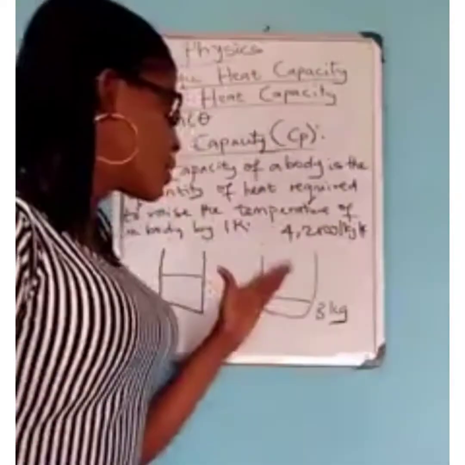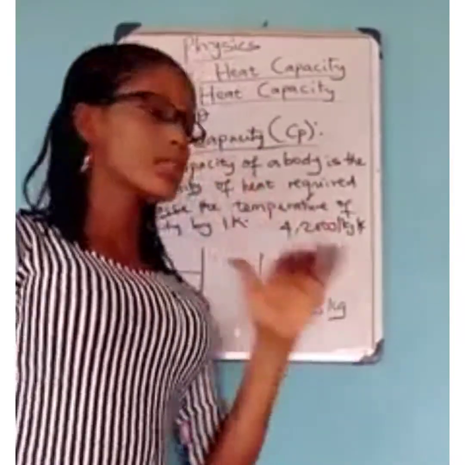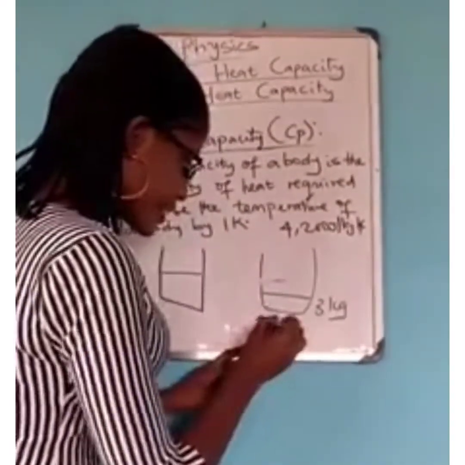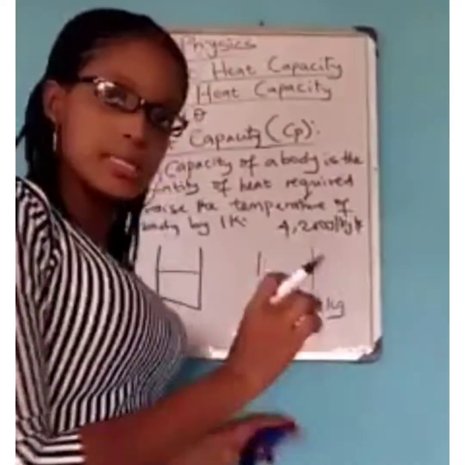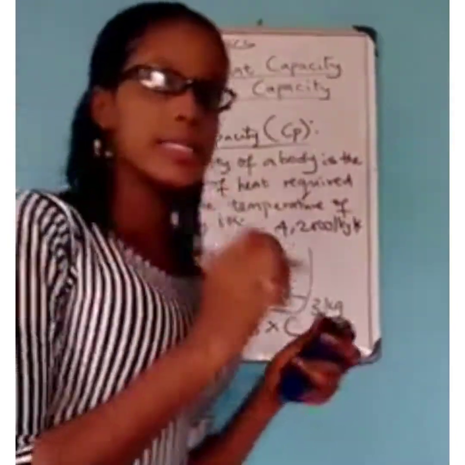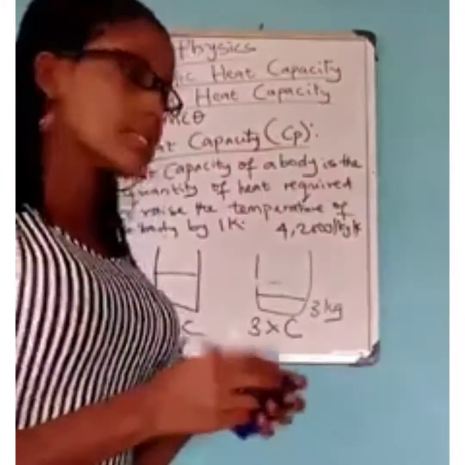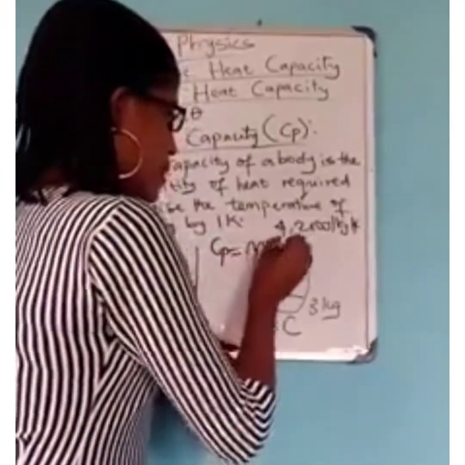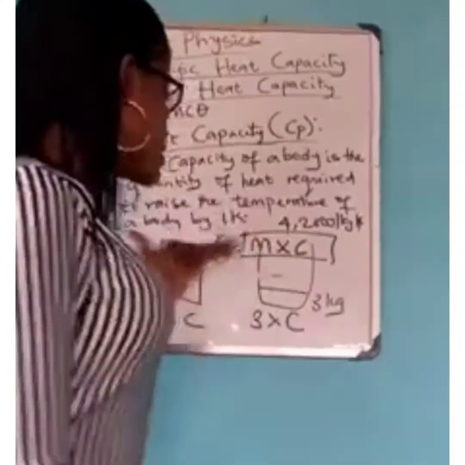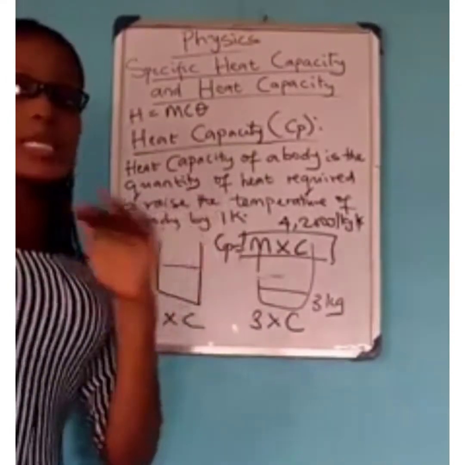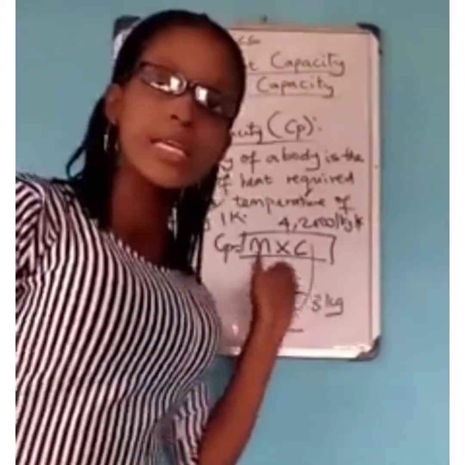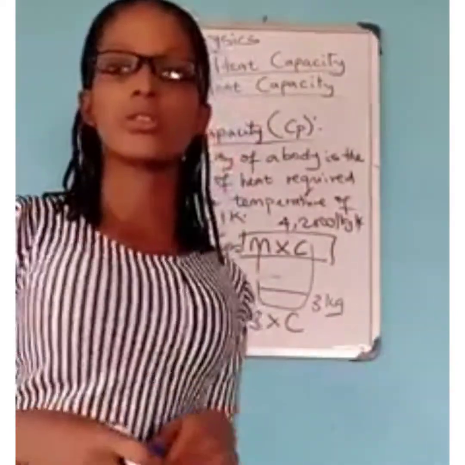You see that if 1 kilogram of water needs a specific heat capacity of 4,200, therefore 3 kilogram of water will now be 3 times the specific heat capacity. The same way, that of 5 kilogram will now be 5 times the specific heat capacity. In essence, heat capacity is simply the mass multiplied by the specific heat capacity. This gives you your heat capacity. That is the reason why it will take a higher amount of heat to raise 5 kilogram of water than it will take you to raise 3 kilogram of water by 1 degree Celsius.